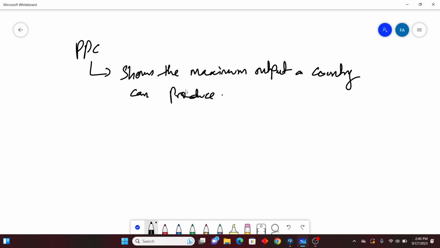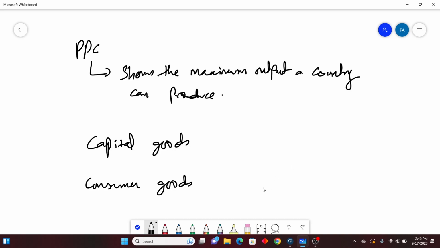We assume one thing in the PPC curve: there are only two products. One is capital goods, another is consumer goods. So let's unpack these definitions before we proceed forward. It shows the maximum output, so there are only two goods. For the simplicity of explaining the concept, the PPC curve is only talking about two goods.